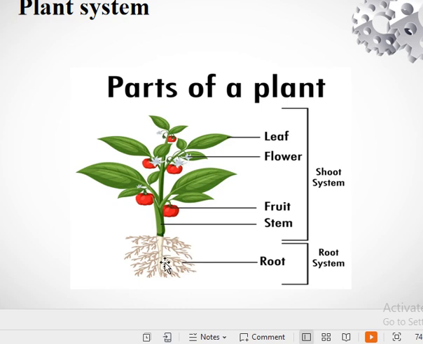They absorb water and minerals and then provide them to the xylem and phloem, and phloem is responsible for the transport of water and minerals from roots to the upper part of the plant.